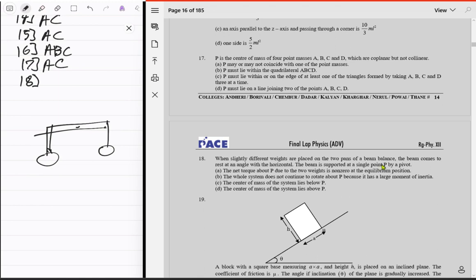अच्छा, बीम इज सपोर्टेड बाय सिंगल पिवट पॉइंट P. ओके, then it's like this, of course. It's this, yeah. Let's talk about P. Do the two weights is non-zero at the equilibrium position. Yes, that is the thing. What could be going off? I don't get it. The whole system does not continue to rotate about P because it has large amount of inertia. That is stupid. The center of mass of system lies below P.